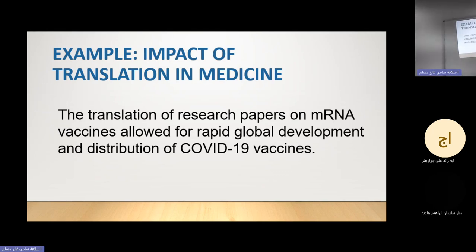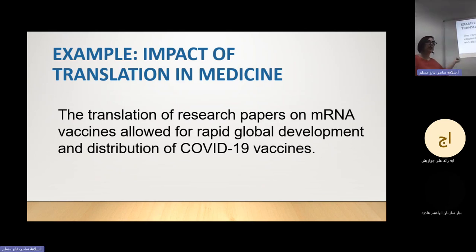Yalla madam, try an example. The translation of research papers on mRNA vaccines allows for rapid global development and distribution of COVID-19 vaccine. Okay. What does the translation of research papers on mRNA mean? mRNA, what is it called? A gene in the chain, a gene in the body. Okay? I think. I'm not a scientist, but I think.